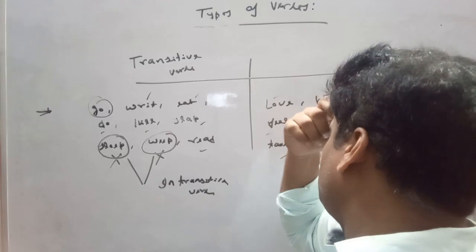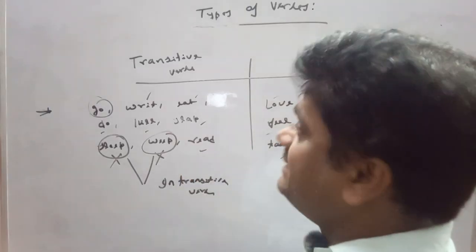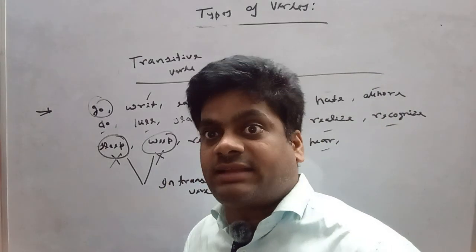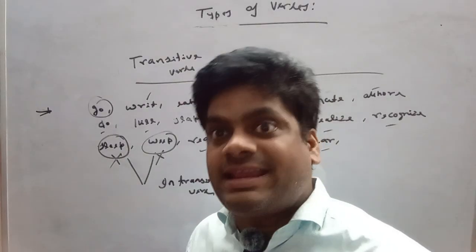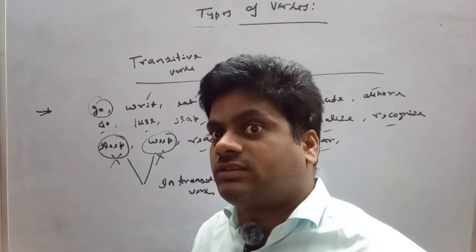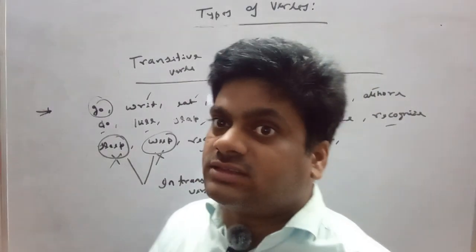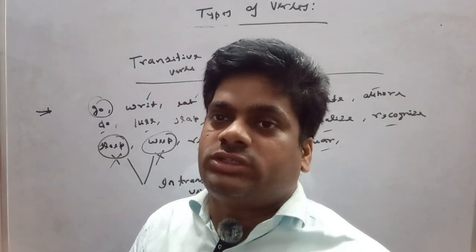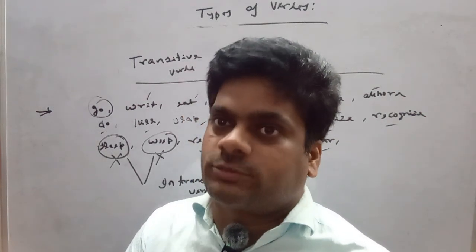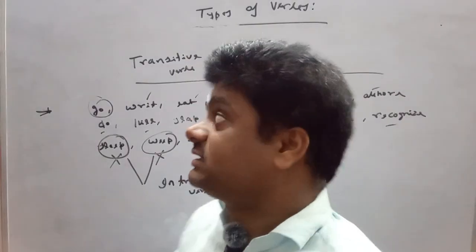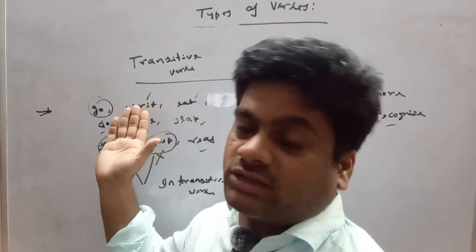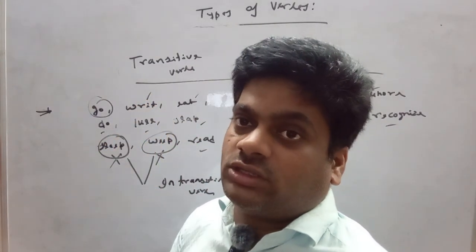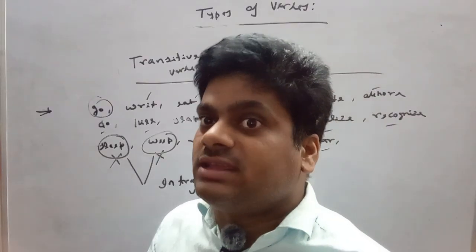So guys, those verbs which require a type of object in a sentence can be kept under the category of transitive verbs. But intransitive verbs are not allowed to take any type of object to express their meaning clearly. But transitive verbs require an object to express their meaning clearly.